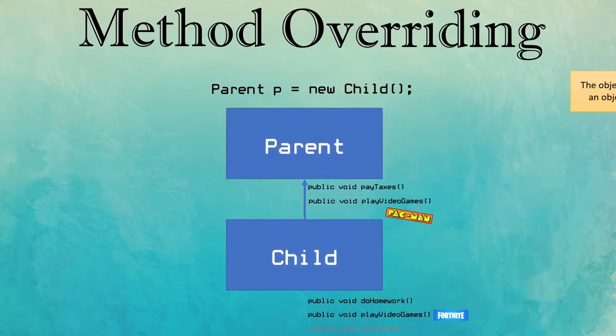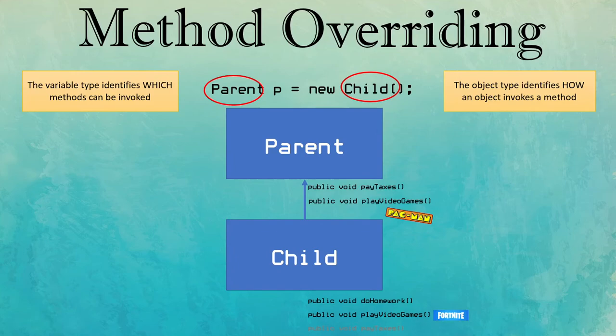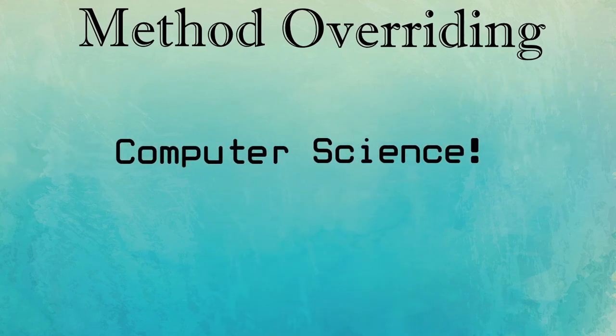The object type identifies how an object invokes a method, and the variable type identifies which methods can be invoked. A parent variable can only invoke the pay taxes and play video games methods, even if it's assigned a child object. But if it is assigned a child object, it will play Fortnite instead of Pac-Man. And that is computer science.